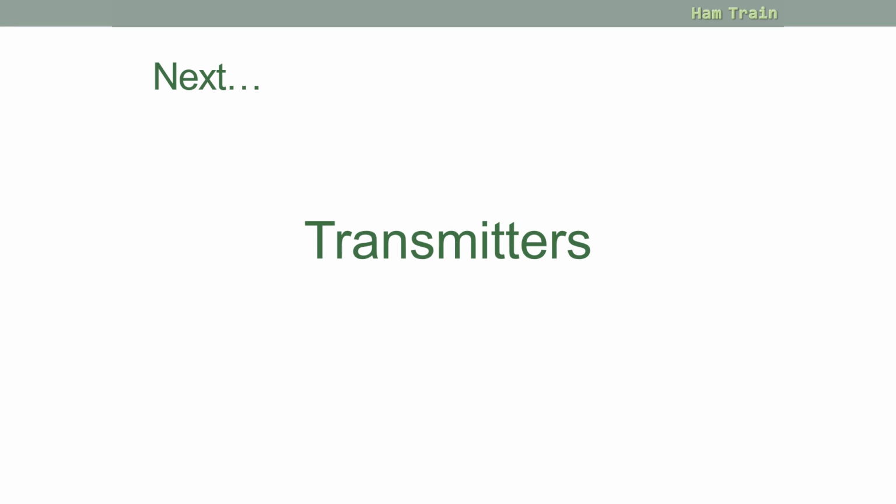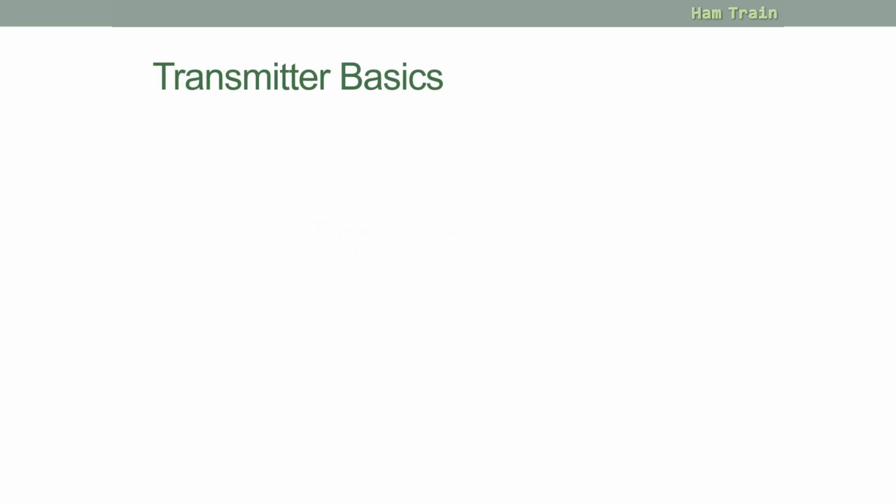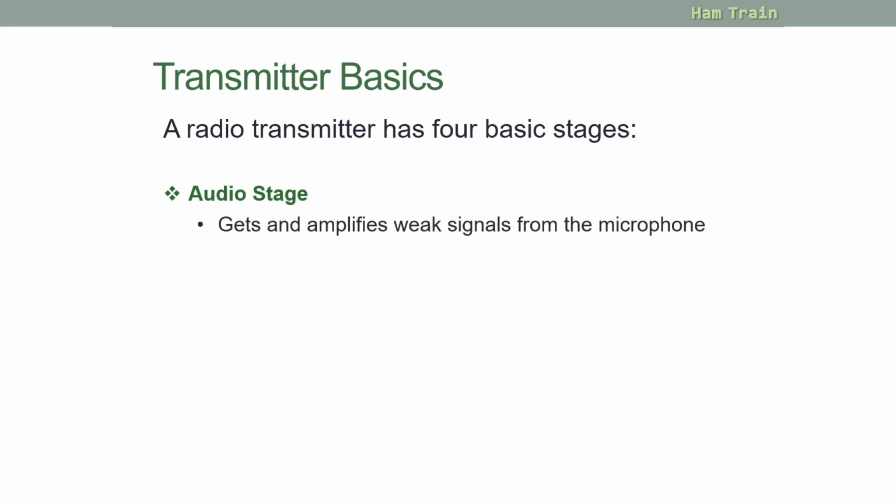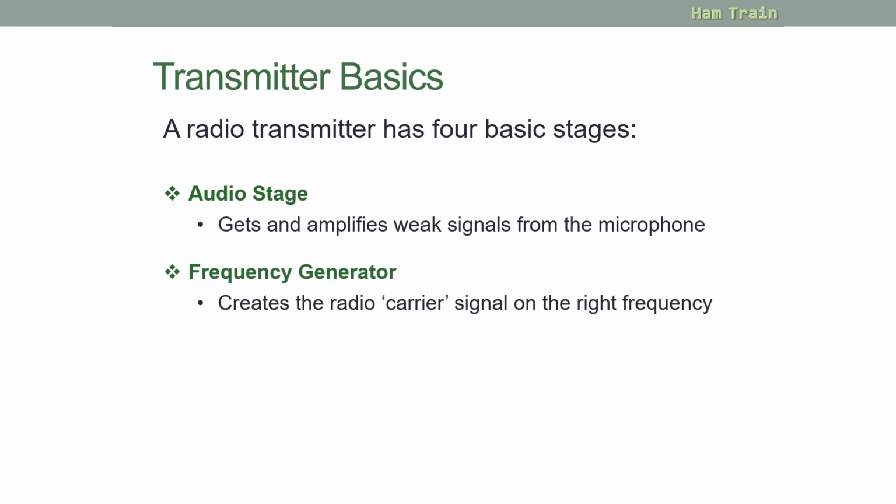Now, time to move on to transmitters. So let's run through some of the basics. A transmitter has 4 basic stages. The first one is the audio stage. This will get and amplify a weak signal from a connected microphone. Next is the frequency generator. This generates the carrier wave that we talked about earlier on the frequency that you'd like to transmit.